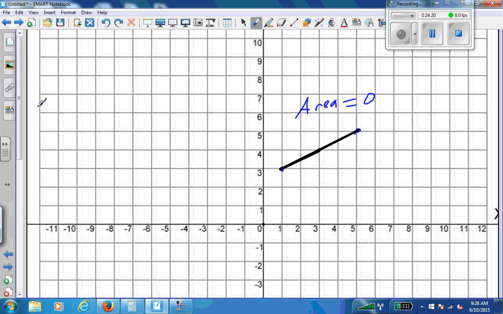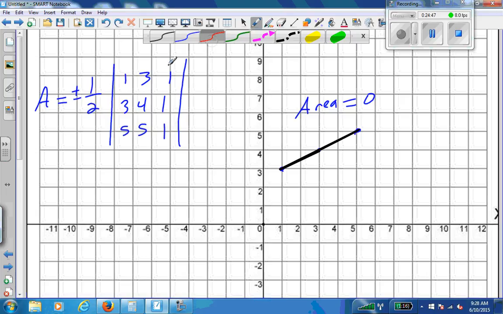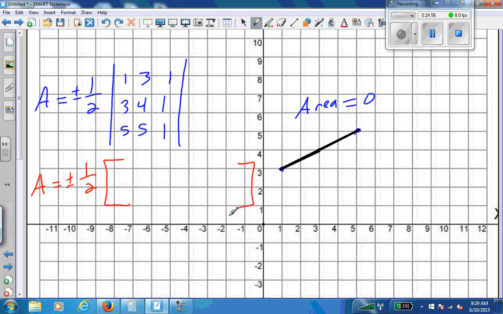So if we run our numbers, if we say, well, our area is plus or minus 1/2 the determinant taken by doing the first ordered pair, the second ordered pair, the third ordered pair. Remember, our last column is all ones. If we take this determinant, we should get 0. So let's check that. Let's go down the third column. So this is plus minus plus minus plus.